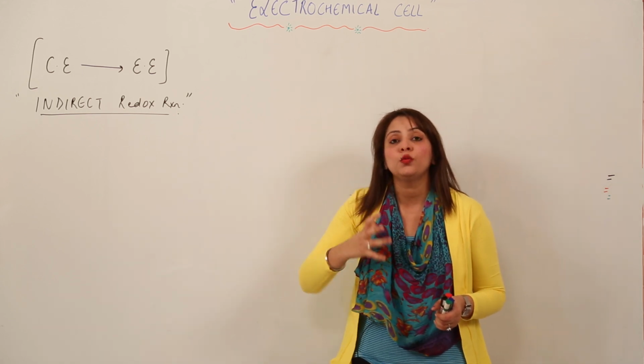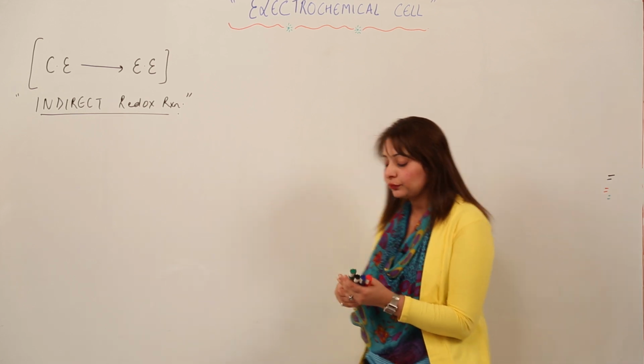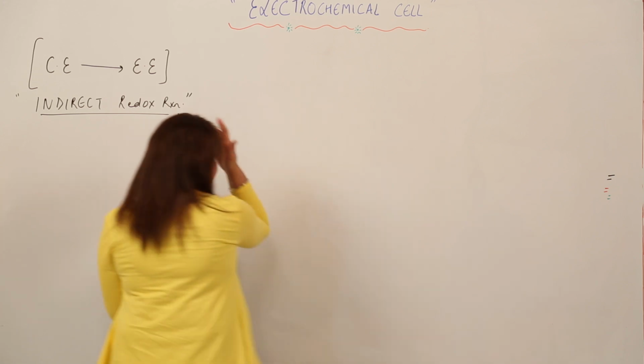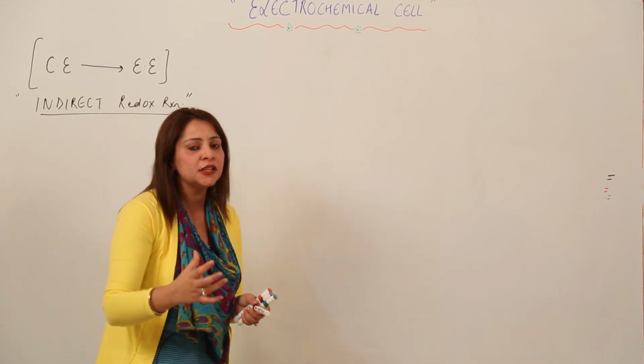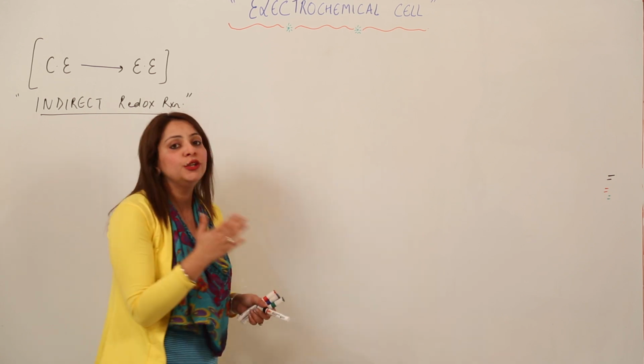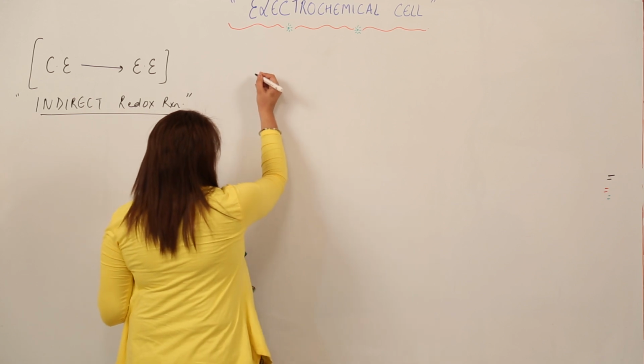Now let us see how it works. What is its apparatus? What is the setup actually? So just look at the board and draw the figure. First understand and then draw it in your copies as well, because whenever you answer this question you need to draw the figure. It is very important. So what is it? Just look at the board.